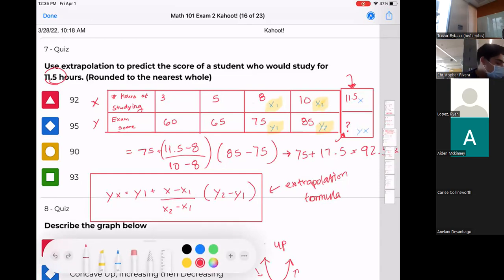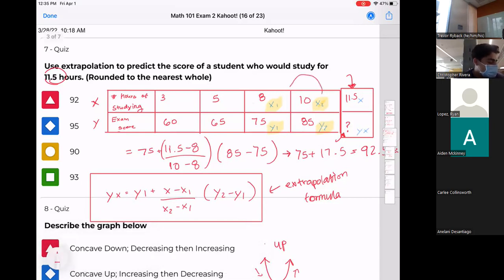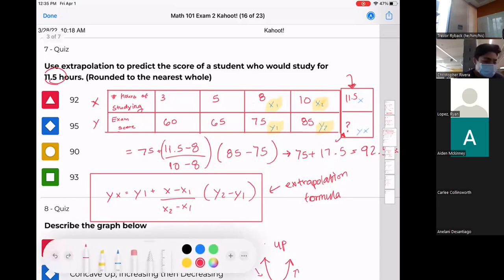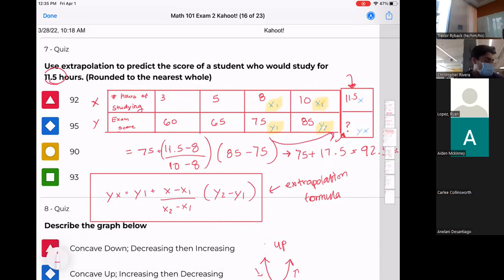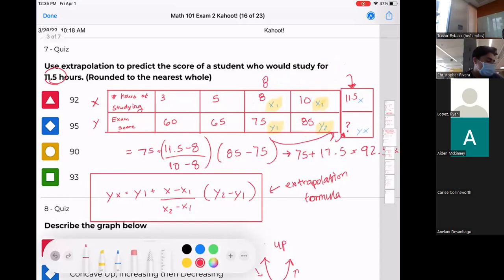That's the given x. Although we have x and y, we also have these older values that were used in the table, and these older values can help us extrapolate a new value. So we're going to take our y1, which is 75. The reason I use 75 and not 65 is because it's the closest value, and 8 is closer to 11.5 and 10 is closer to 11.5. So I'm going to extrapolate just using the closest values, and that's how I'm going to signify what's x1, x2, y1, y2.